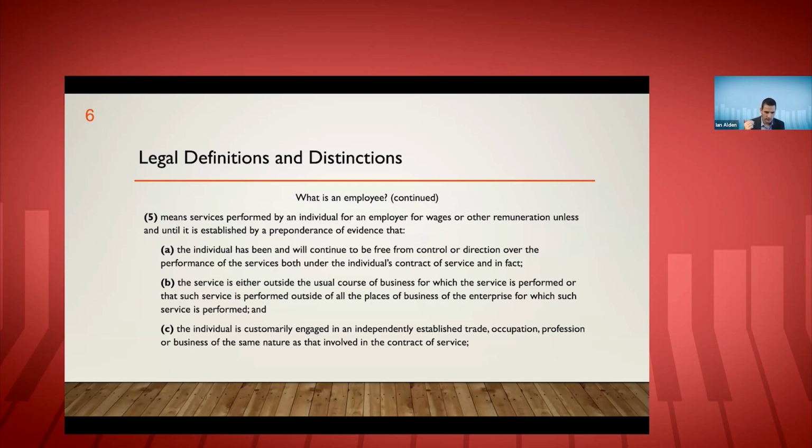Then you look towards the next subsection here, which is that the service is either outside the usual course of business for which the service is performed, or is performed outside of all the places of business for the enterprise for which the service is performed.